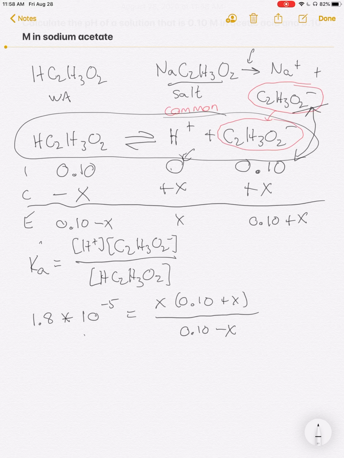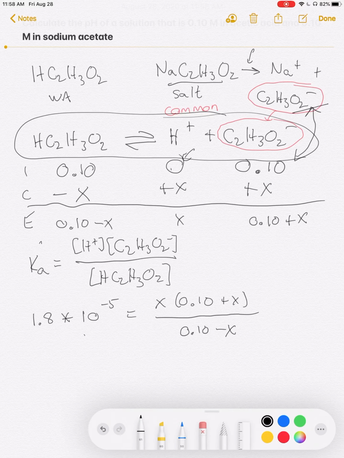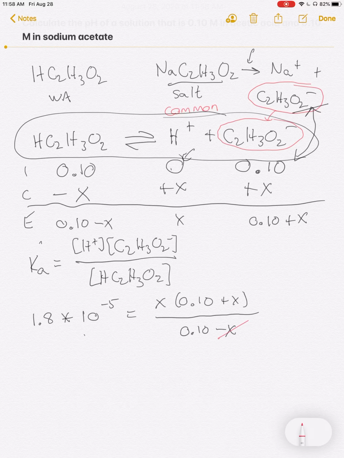Now, in the past, when we had the weak acid alone, we saw that we could ignore or neglect this subtracted X in the denominator, and we could do that because this X was much smaller than that 0.10. And the reason it's so much smaller is that the Ka value is very small. So we could ignore this since the Ka is much less than 1. And that will generally be true for most weak acids. We were able to do that before. Now, can we still do it with the common ion?